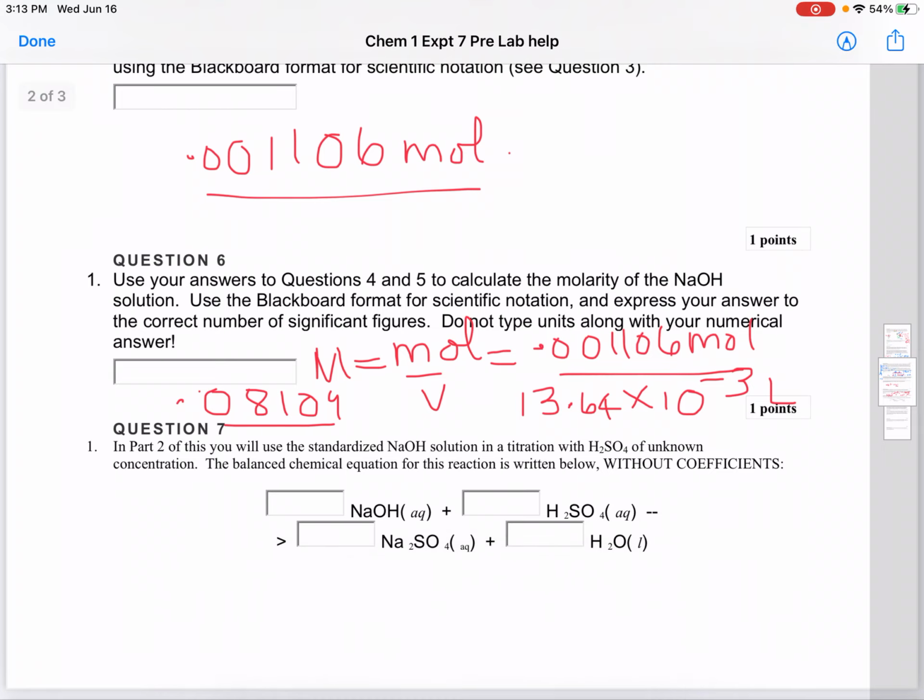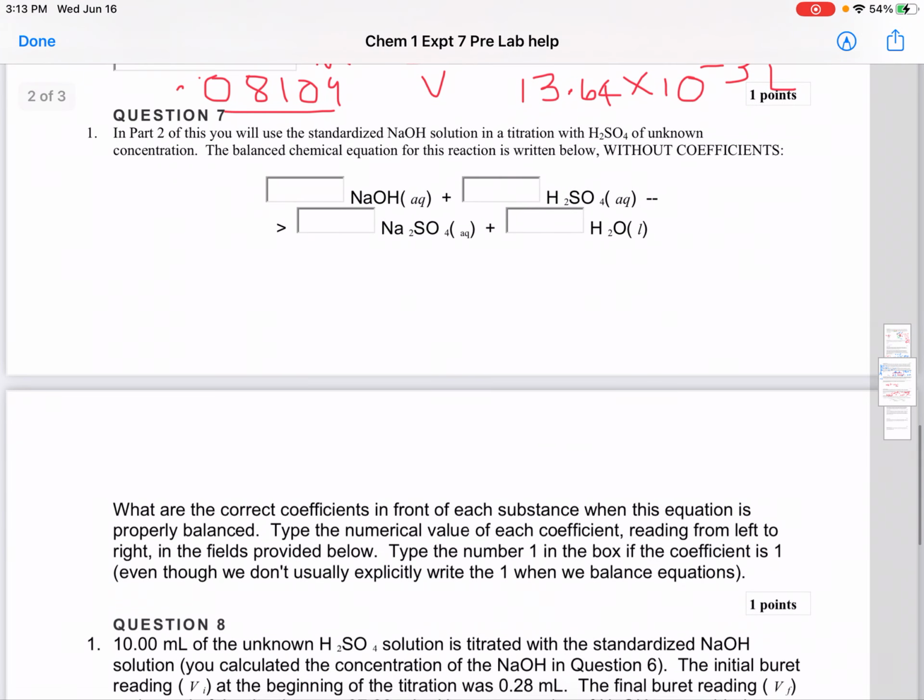Okay. Now the next question, 7. In part 2, now we are done with the first titration. In the first part, what you are doing is trying to find the concentration or the molarity of sodium hydroxide using HCl, right? Now we use this sodium hydroxide, the concentration that we already found, to do a titration with sulfuric acid and find the concentration of sulfuric acid. That's what we do in part 2.